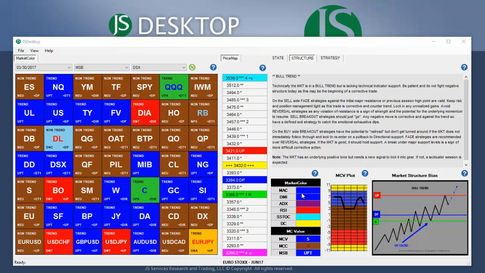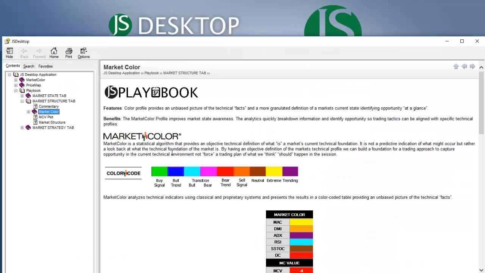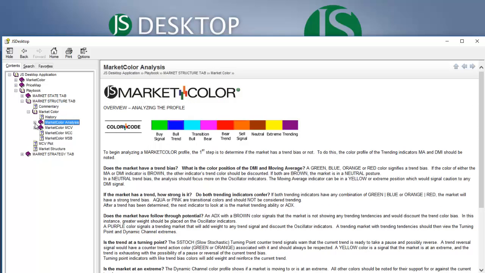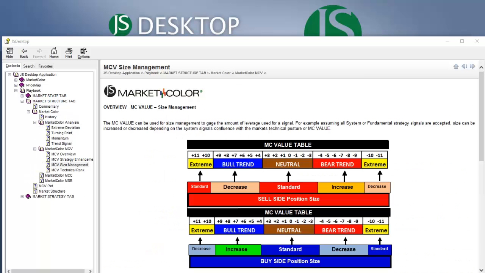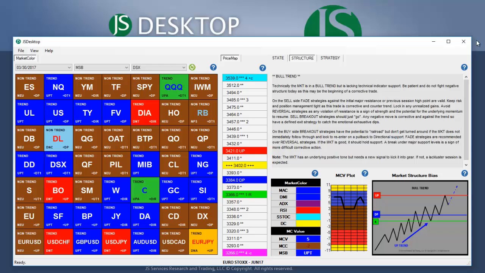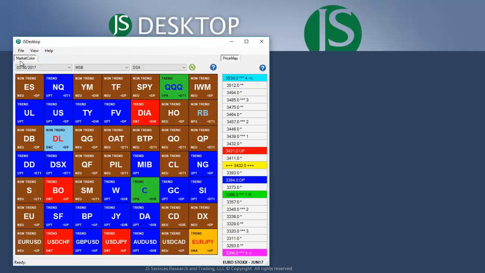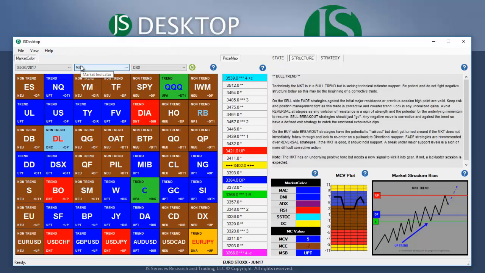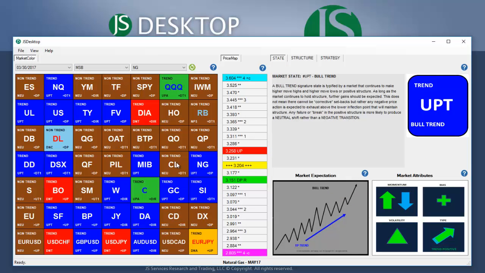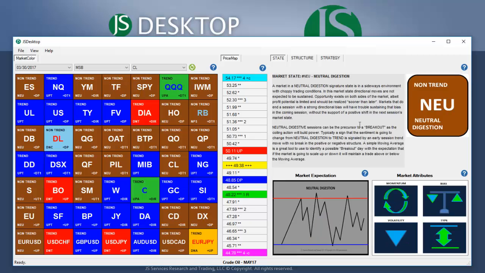Additional tutorials on the market color indicators are here. And you can see with the tree, you can expand the tree, research the different analysis. If you want the detail, it's there. If you just want the result, you've got it. You can change the view on your layout if you want to see just the market color with the price map, or if you want to see the full playbook. Clicking on each tile updates not only the price map but also the playbook.